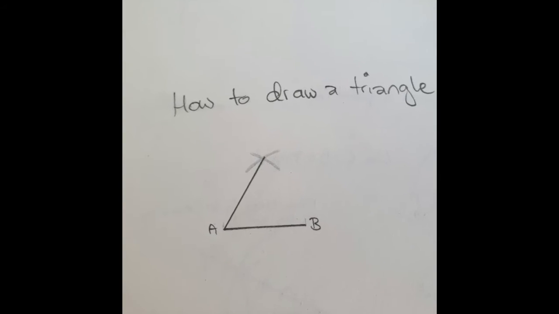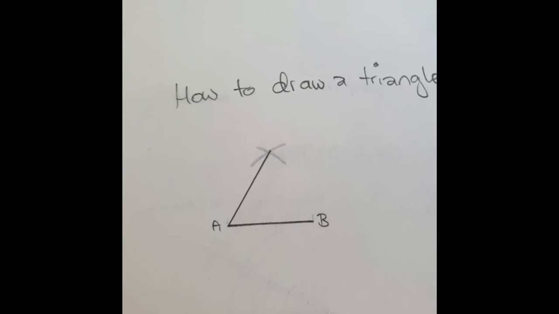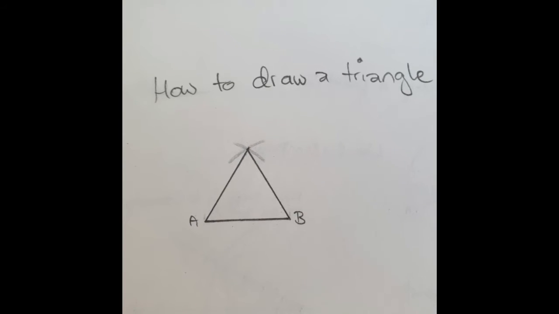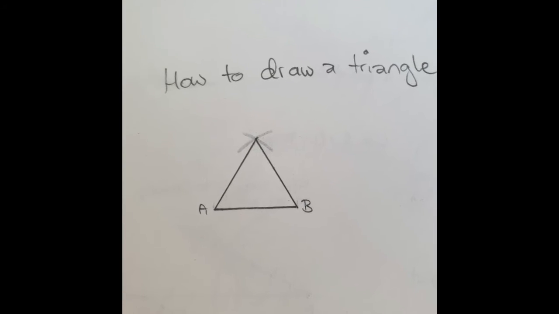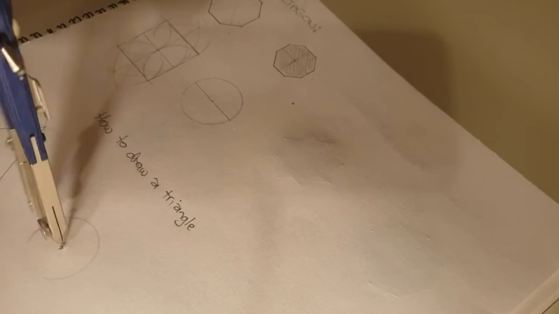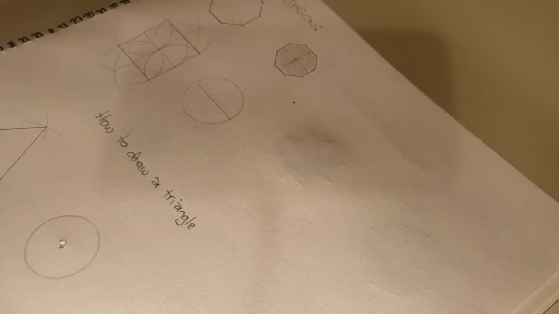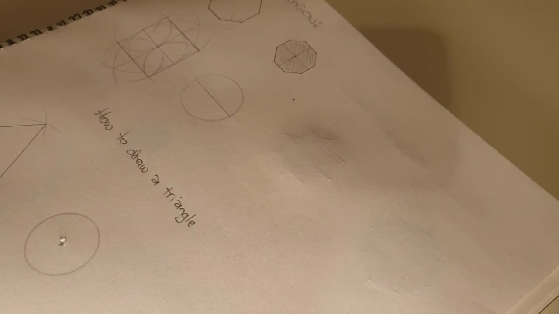Connect a line from point A to the center cross. Repeat this from point B. And there we have our equilateral triangle. How to draw a triangle within a circle. First, draw a small circle.